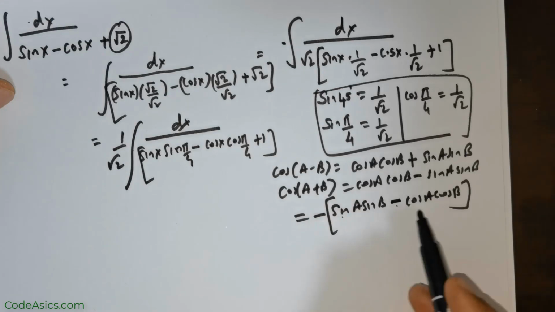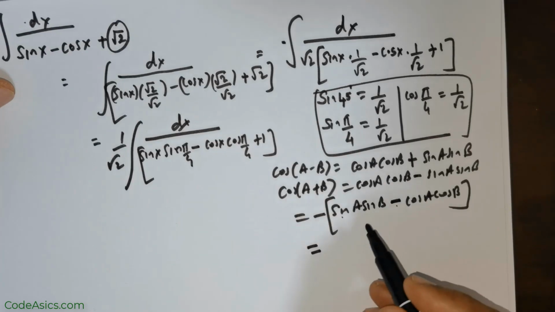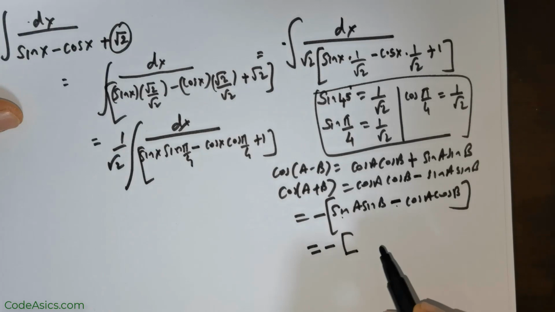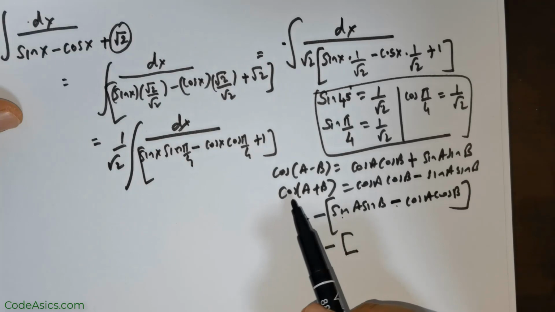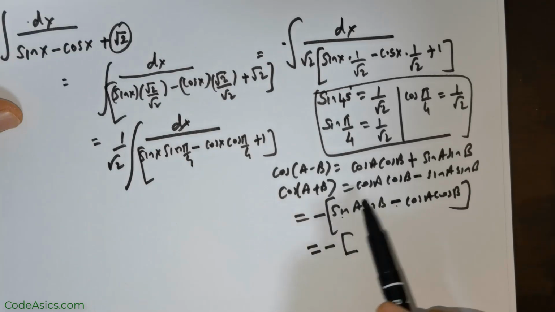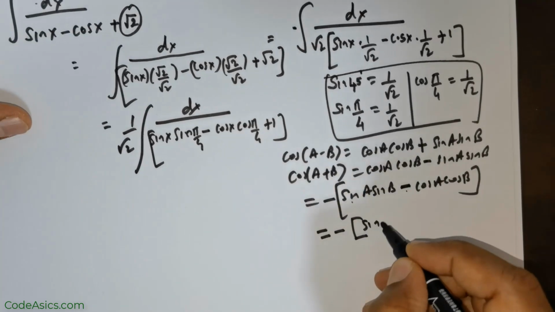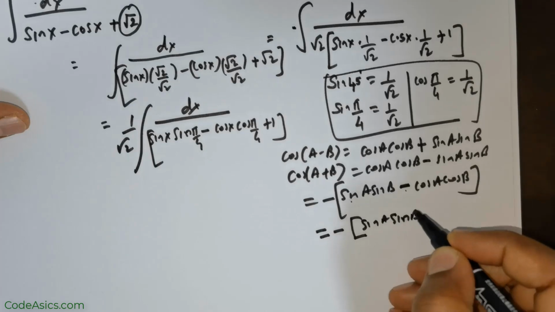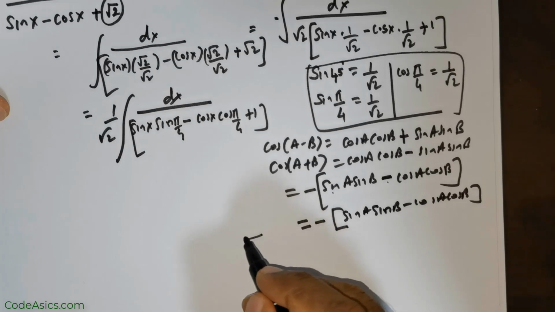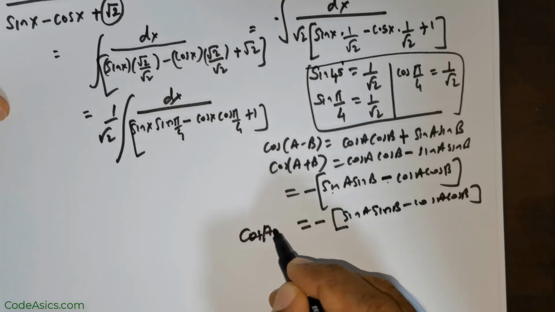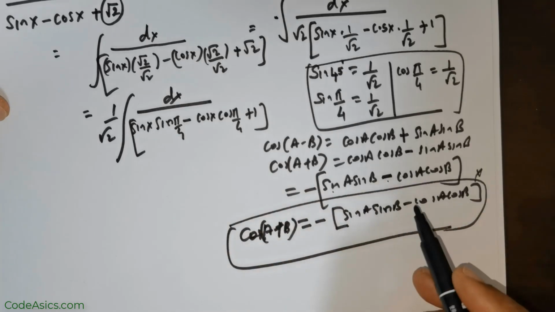So is it okay if I can rewrite this in this fashion? Of course. But what is actually we have done? We have actually rewritten our cos of a positive b in this fashion. So we have a result now. So what is the result? Negative of sin a sin b minus cos a cos b can be replaced with cos of a positive b, right? So we have a result.